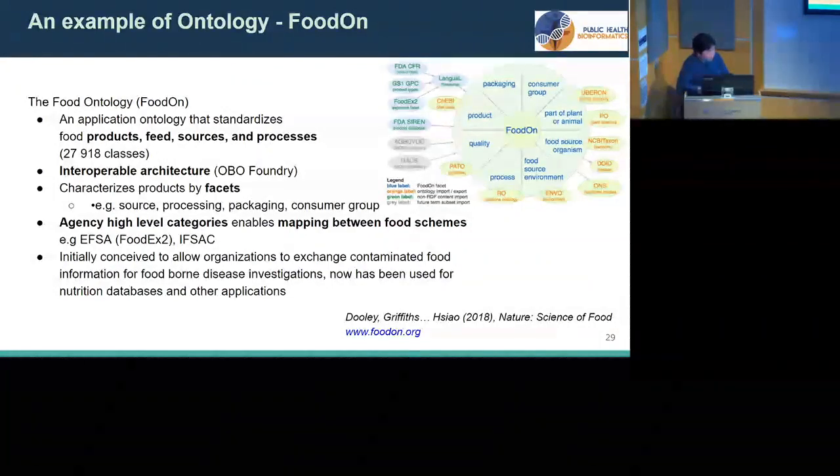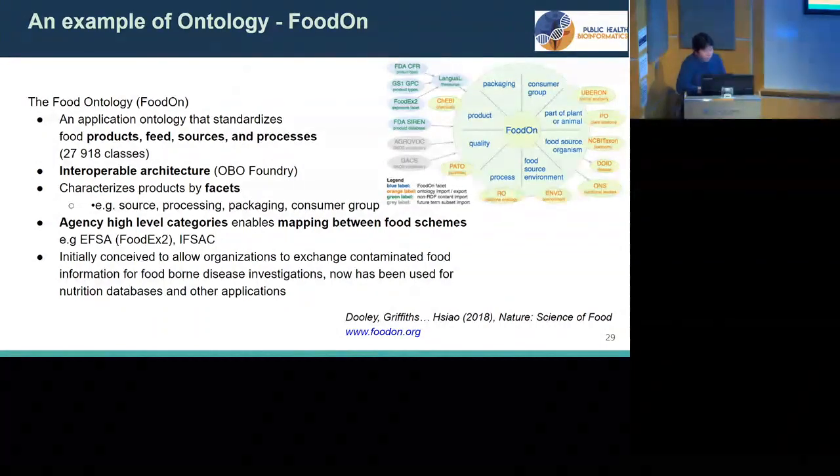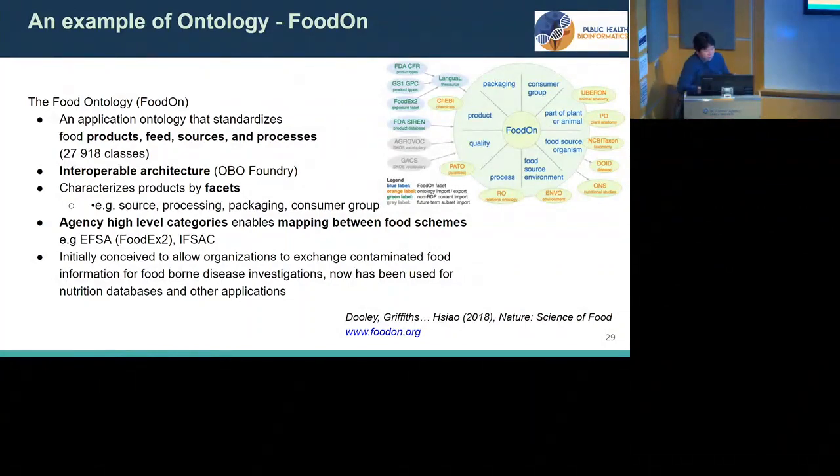So this was initially conceived to allow organizations to exchange contaminated food information for foodborne disease investigation. But quickly we realized that it has much larger applications outside of just the food safety field. So about 2 years ago, we started to work with USDA to convert their nutrition database to use FoodOn as the source of terminology. And the paper was published last year in Science of Food.